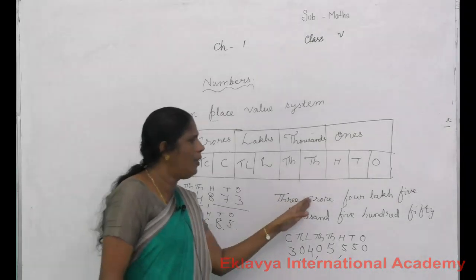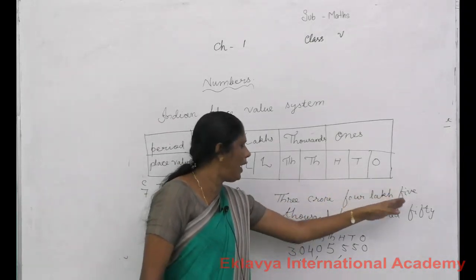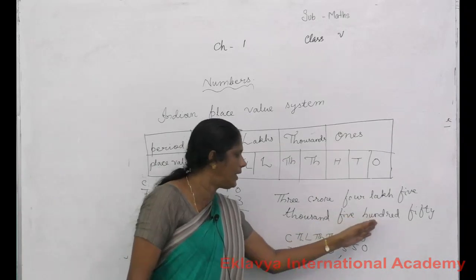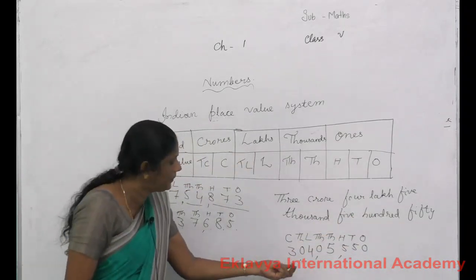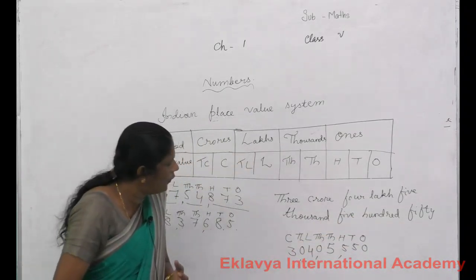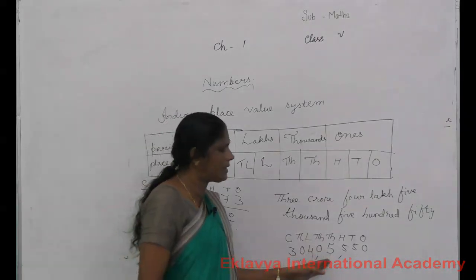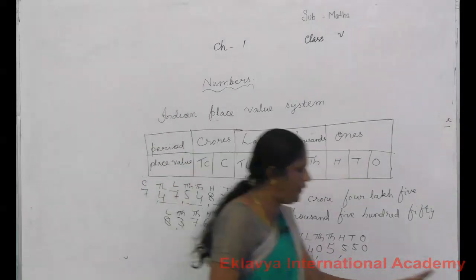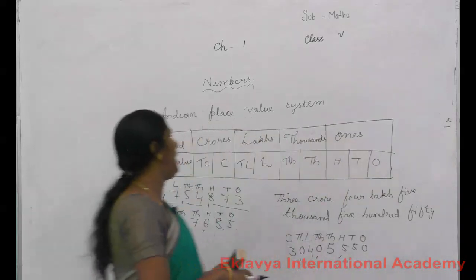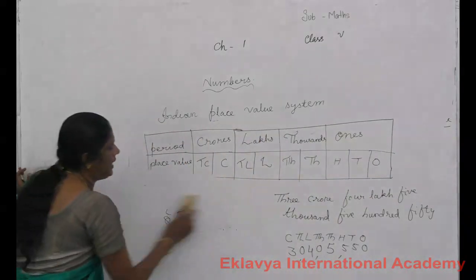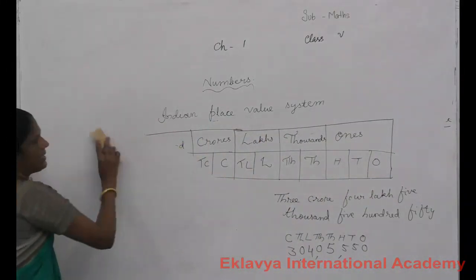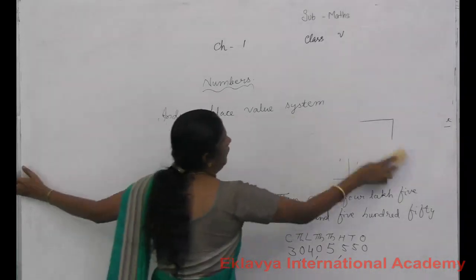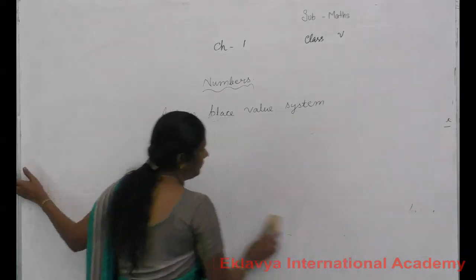3 crore 4 lakh 5,550. Again 3 crore 4 lakh 5,550. Next we study place value and face value.